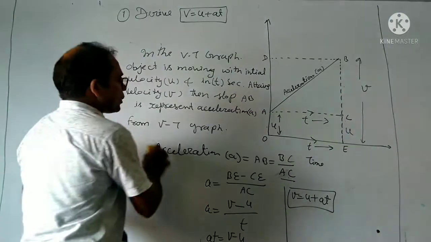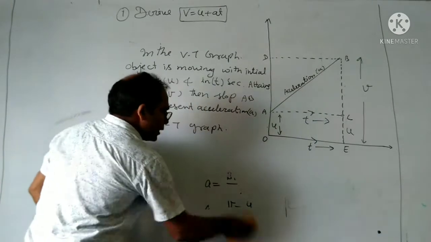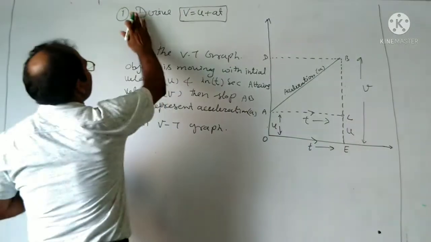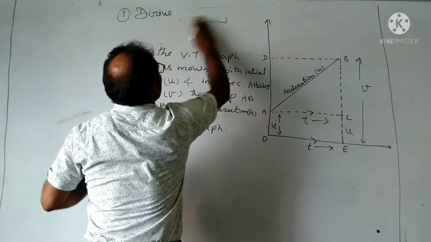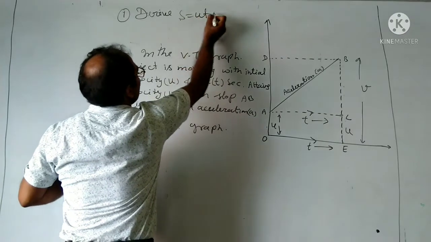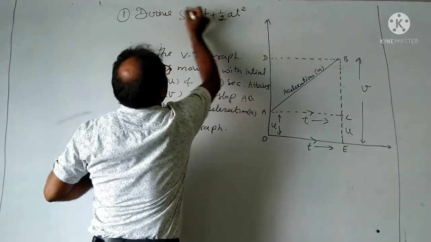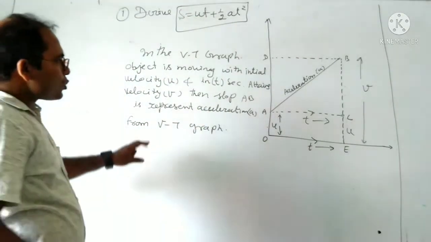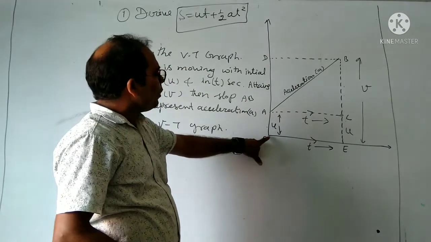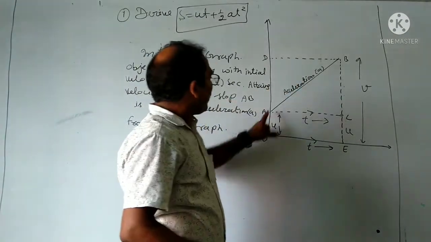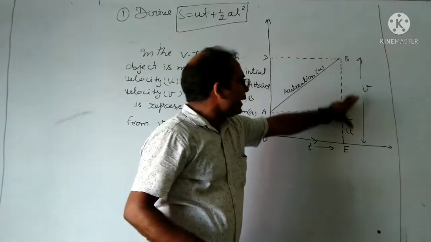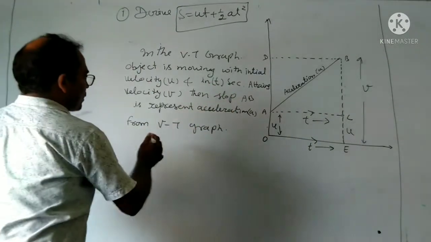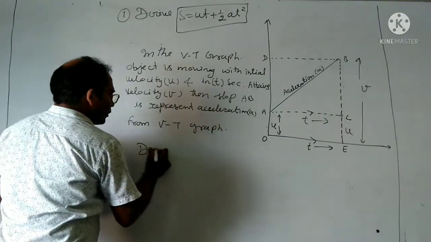Now the second equation of motion: how can we present it? Students, the same graph will be there, the velocity-time graph. Here I will write the second equation of motion, that is s equals ut plus half at square. The object has moved from O, A, B and E. This whole area is covered by the object. So we will find the distance traveled from the velocity-time graph.